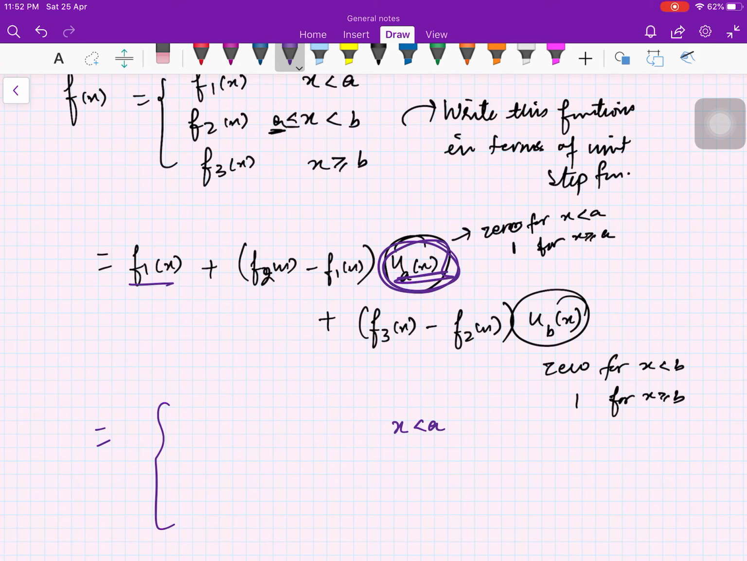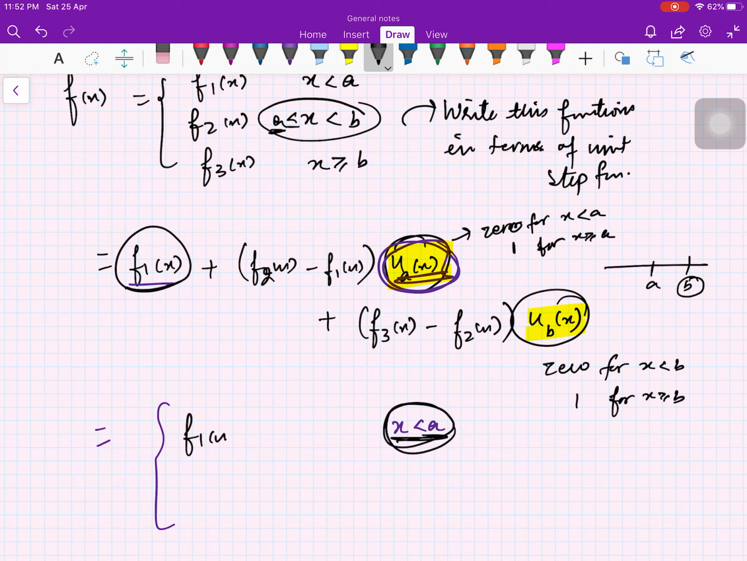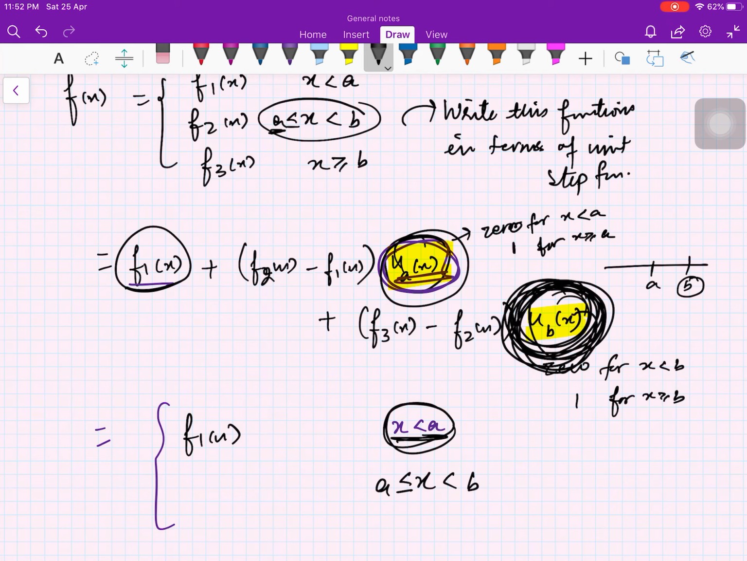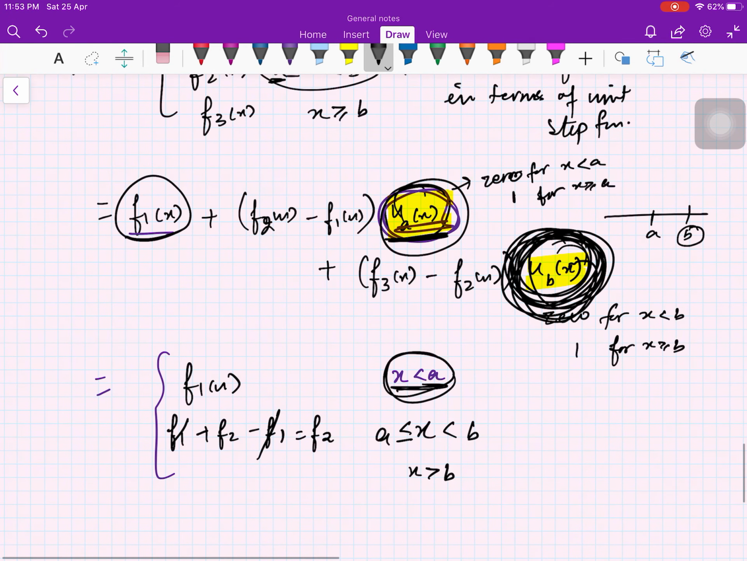For x less than a, this is 0, and also this is 0, because if we are writing the function like this, a is here, b is here. So if x is less than a, for sure it is less than b also. So when x is less than a, you have f1(x) and these two terms are 0. Now when x is greater than or equal to a but less than b, this is 0 because x is still less than b, but this is 1, so you will get f1 plus f2 minus f1, which is equal to f2.